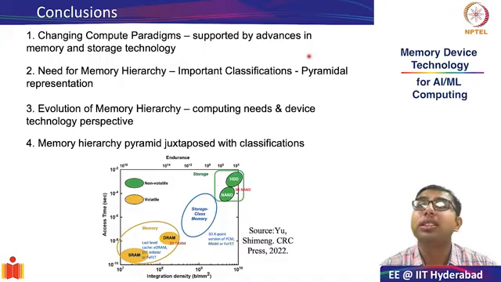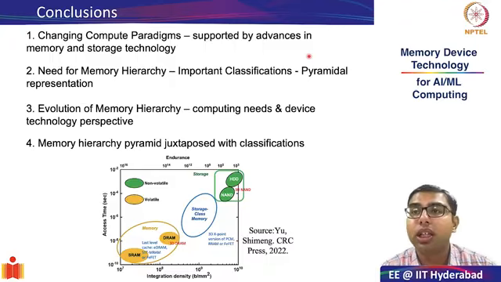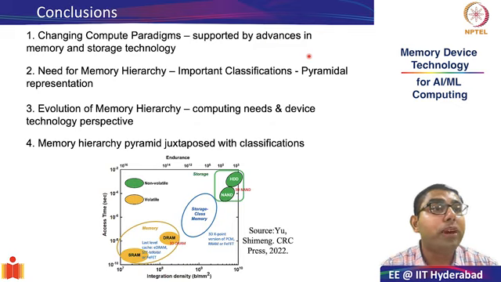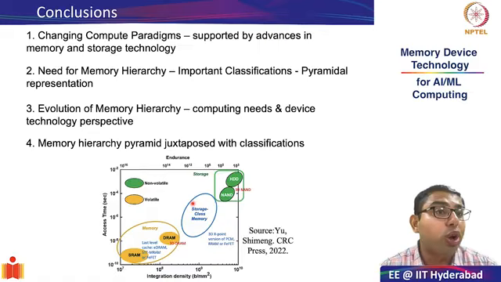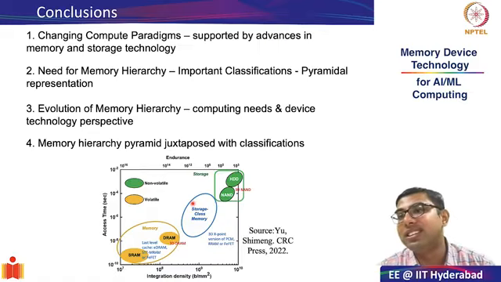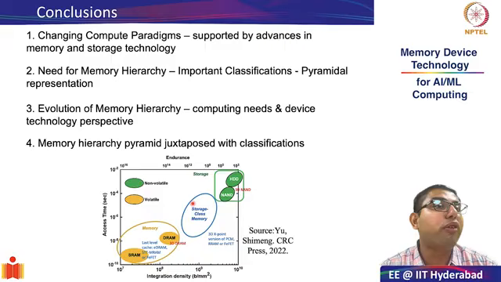And finally, in today's class, we saw how the 6 important classifications fit into the memory hierarchy pyramid, what their important functions are, and what value they bring into the entire chain. This is a particular image which I am very fond of and which pretty much encapsulates the need for memory hierarchy, and we would like to stop with this image.